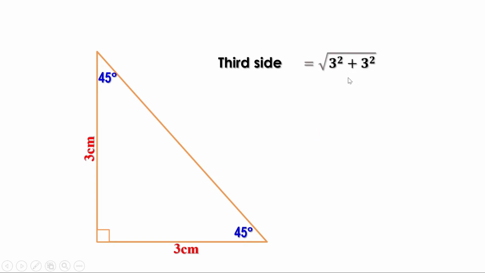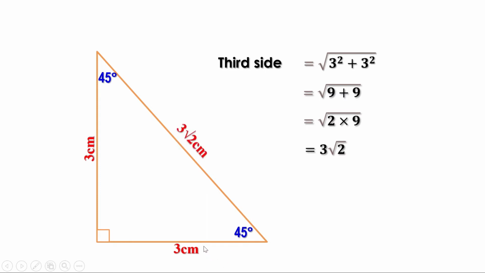And we know 3 square is 9, so this can be written as root of 9 plus 9. 9 plus 9 means 2 times 9 or 2 into 9. So this can be written as root of 2 into 9. In 9th standard, we have studied that root of AB equal to root A into root B. So this can be written as root 2 into root 9 or root 2 into 3, or we can write it as 3 root 2. That means when this side is 3 cm, this is 3 cm and this side is 3 root 2 centimeters.